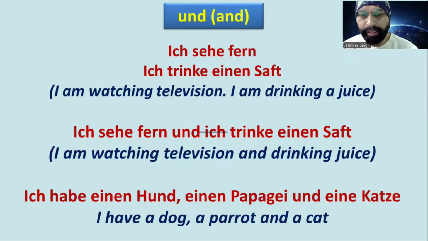Noch ein anderes Beispiel: Ich habe einen Hund, einen Papagei und eine Katze. I have a dog, a parrot and a cat. So at the same time, I have different animals. So this is also a situation. When you have multiple things to do, or multiple items you have, then you can use this conjunction und. So these examples were of the third connector, und.